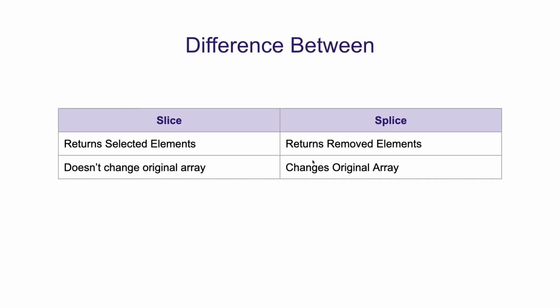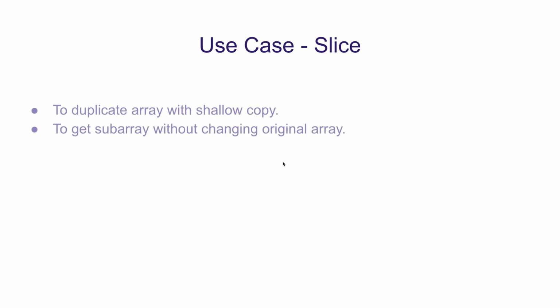Now we will talk about the difference between slice and splice. Slice function returns the selected elements, whereas the splice function returns the removed elements. And the most important difference between these is, slice function does not change the original array, whereas splice function changes the original array. Where should we use slice? In case we want to duplicate an array with shallow copy, we can use slice without any parameter. Also, if we want to get a subarray without changing the original array, we can use slice.